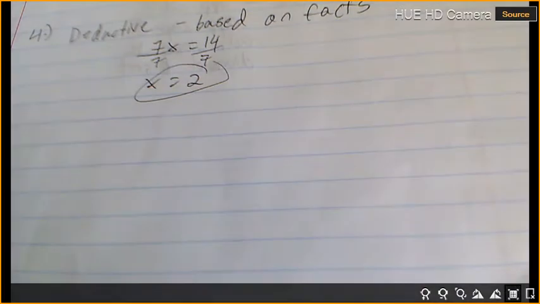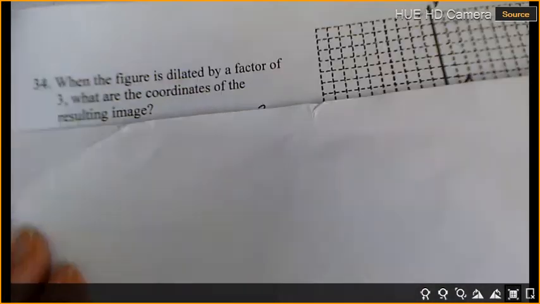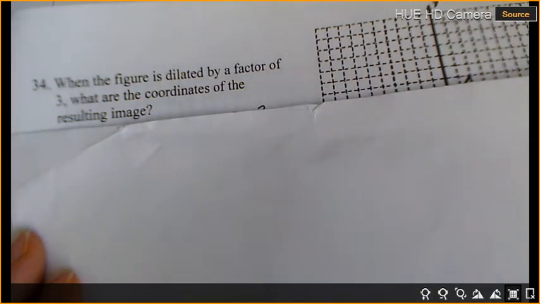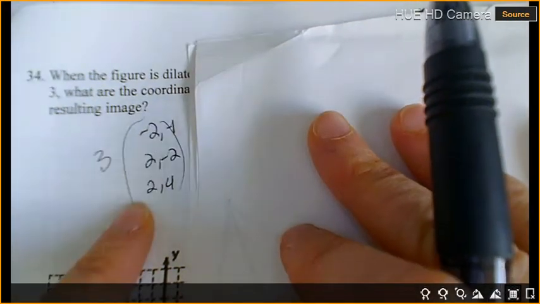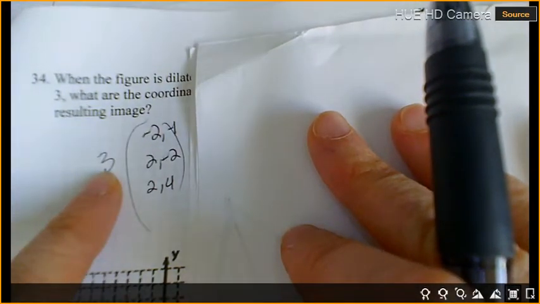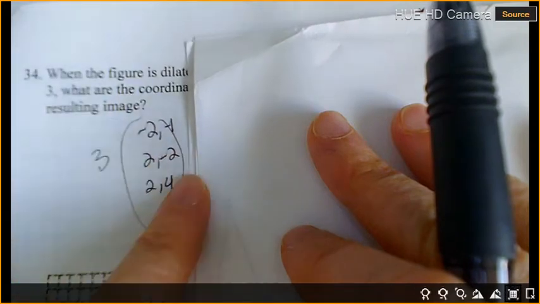Okay. Let's look at 34. Okay. For 34, I'm going to dilate this by 3. What do we do with dilation? So I've got these 3 points right here that I've written down. I've got this 3 on the outside. What am I doing with that 3? This is dilation by 3.